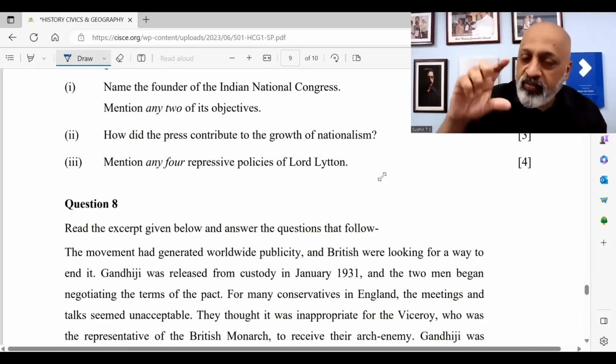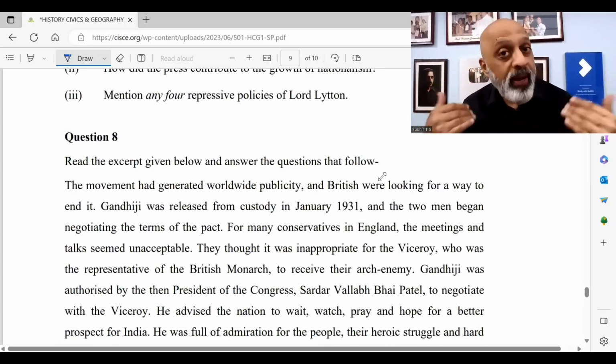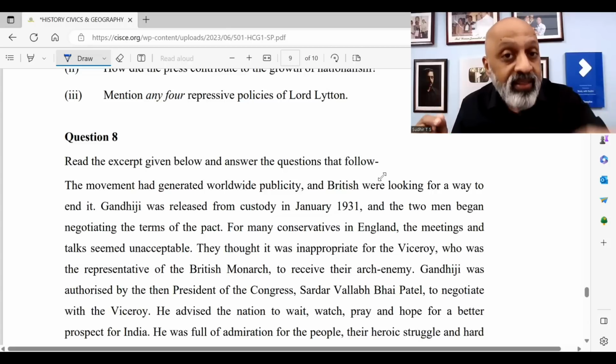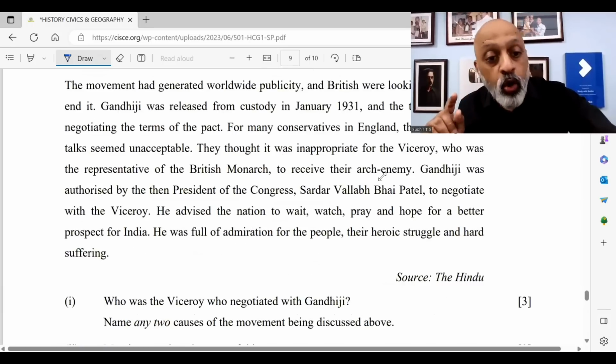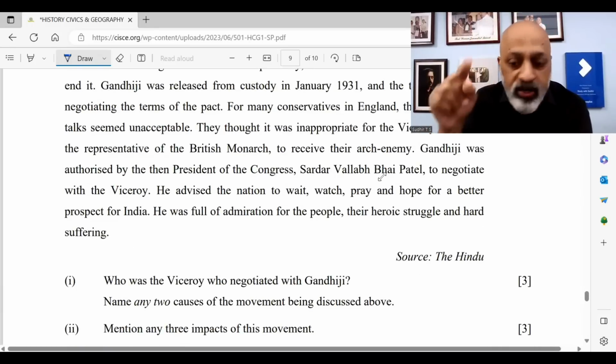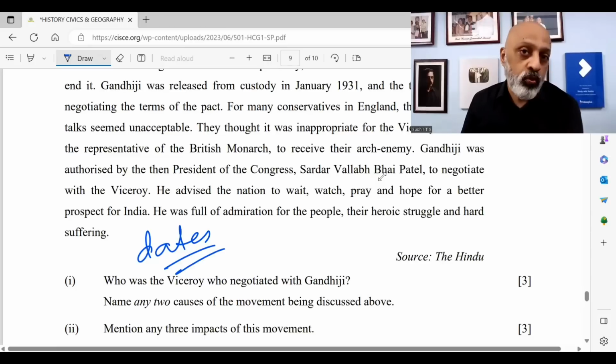Now here they have given a particular passage from the Hindu newspaper. Earlier a photograph question might have been given, but here it is January 1931, and you need to understand who is being spoken about in connection with Mahatma Gandhi. Who was the viceroy who negotiated with Gandhi ji? So what is important is that you need to know the important dates.